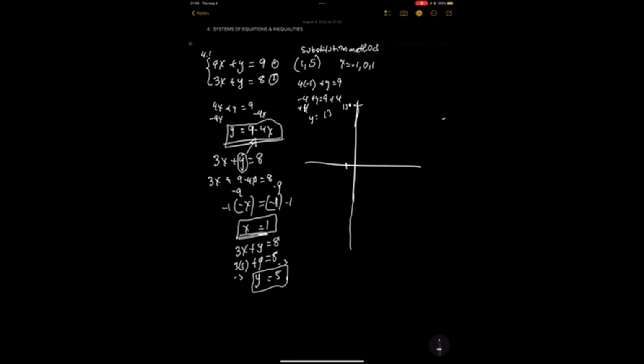At x equals 0, we're going to get 4 times 0 plus y equals 9. So that's 0 plus y equals 9, so y equals 9. Let's say this is 9 right here.